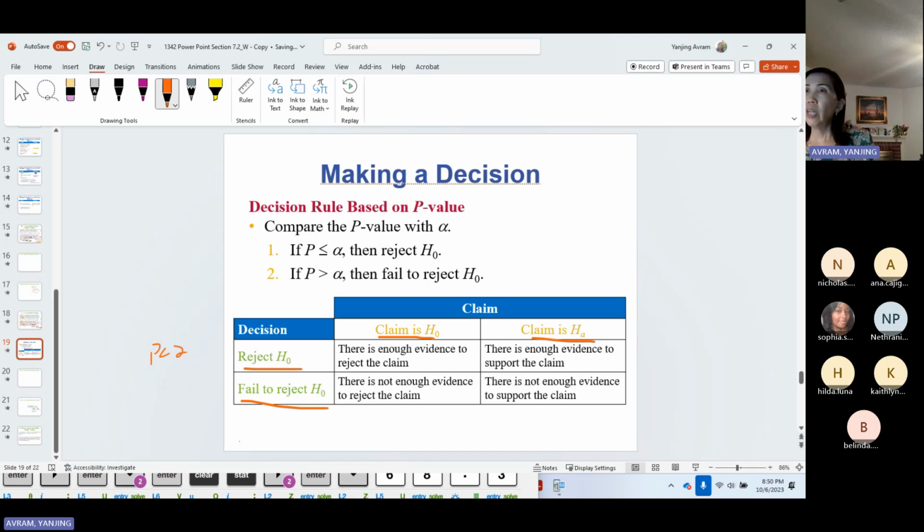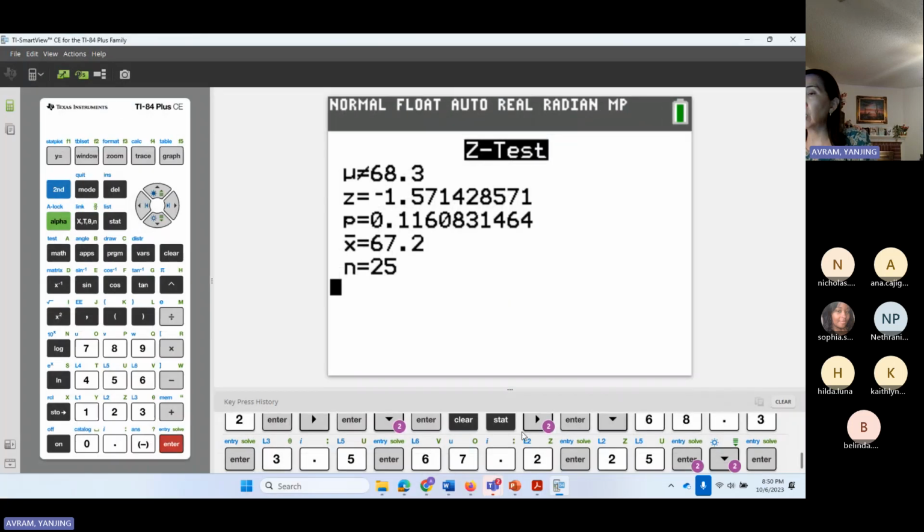All right. So that is our section 7.2, which is the z-test. Okay, z-test in here.